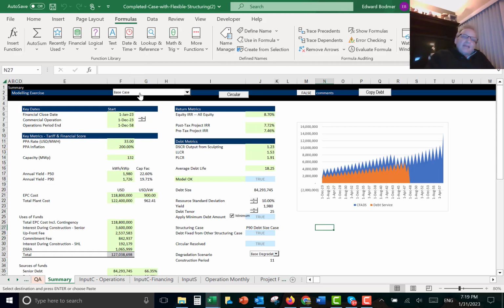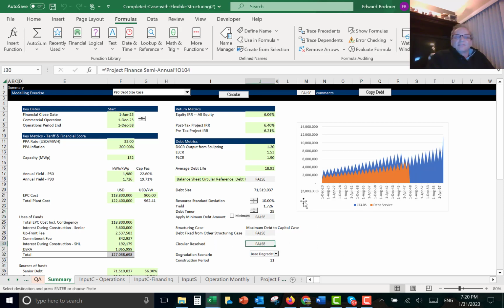Right now I'm in the base case. Now let's go to the P90 and size the debt. It doesn't say the P90. When I have this case right now, the first thing you should see is that the circular reference isn't solved.